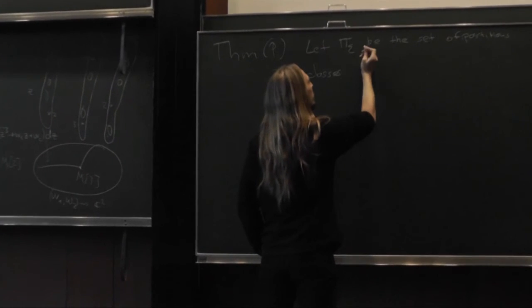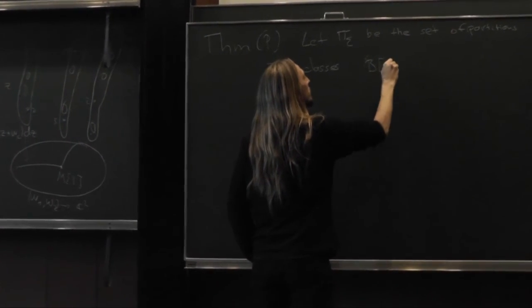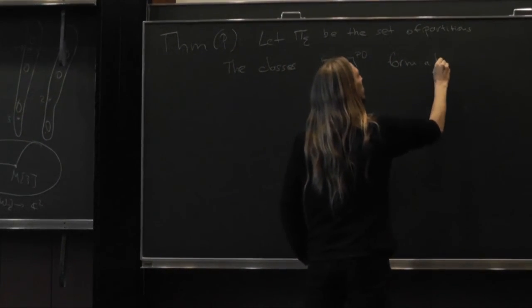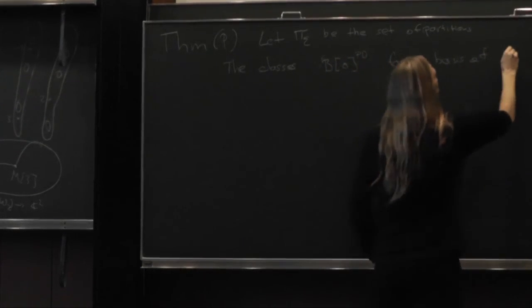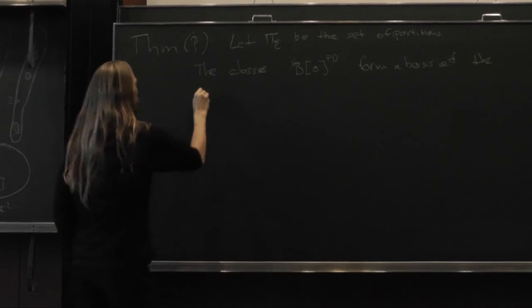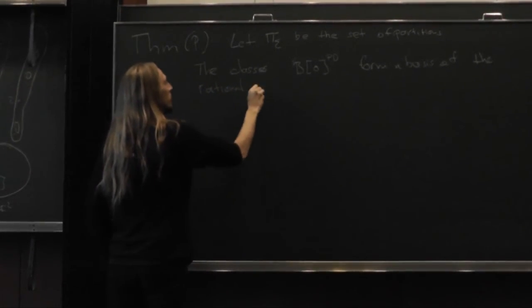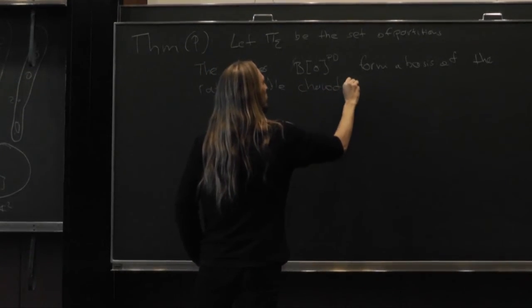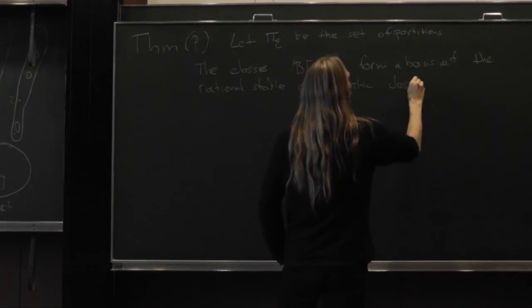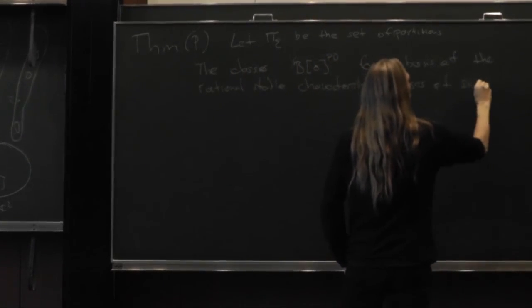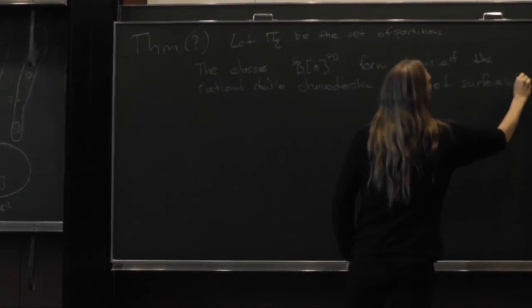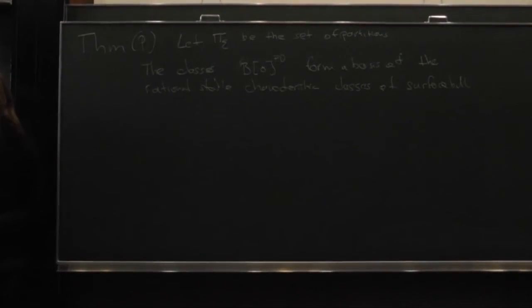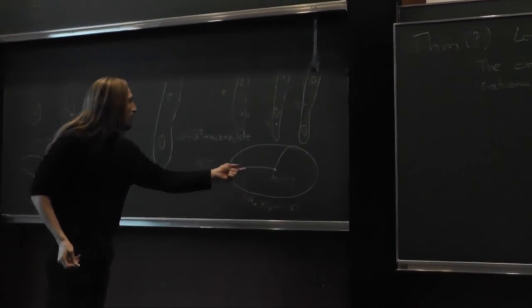classes B sigma, and then Poincaré dual, form a basis of the rational stable characteristic classes of surface bundles. So I mean we know one basis for this kind of classes, namely the monomials in the Mumford Morita Miller classes. And the statement here is that this is another one.